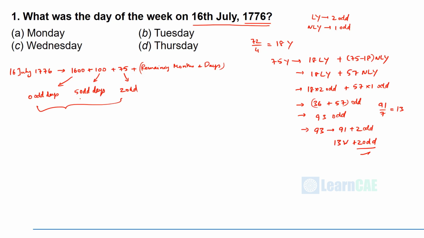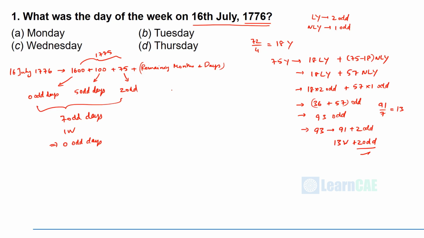So when we add these 3, it is equal to 7 odd days. 7 odd days is equal to 1 week. Therefore, the number of odd days is 0. This is for 1600 plus 100 plus 75, that is till 1775. The number of odd days is 0. Now you have to find out the odd days for remaining months and days.